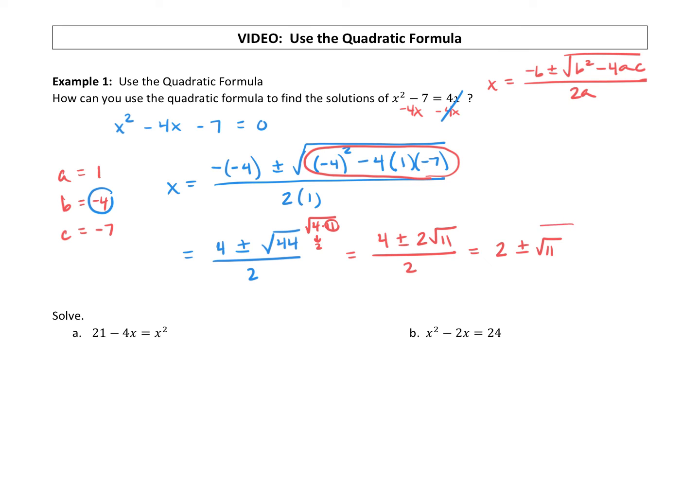You can leave it like that, but let's also recognize that one solution is 2 plus square root of 11. The other one is 2 minus square root of 11. So you could separate it out and give those values for x as well. If we remember when we solve quadratic equations, we are finding x-intercepts. So if you were to graph this parabola, we would be crossing the x-axis at those 2 spots.